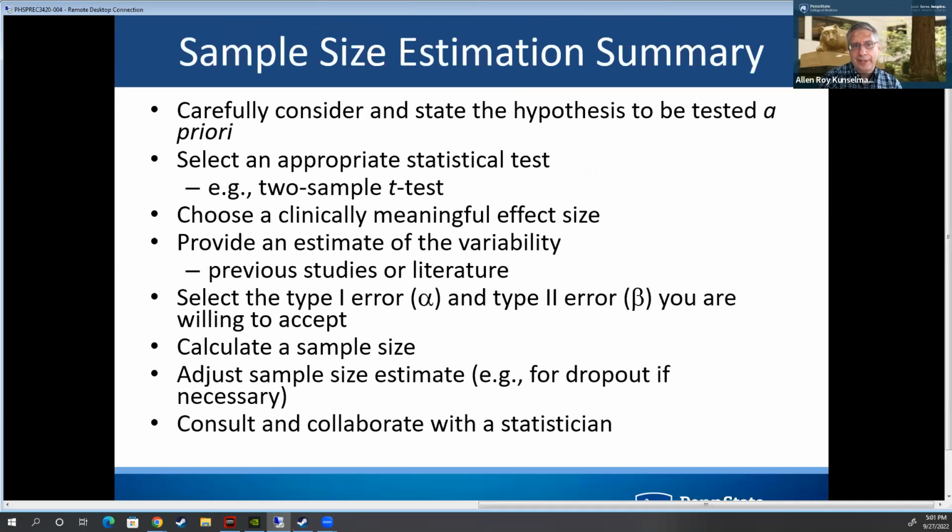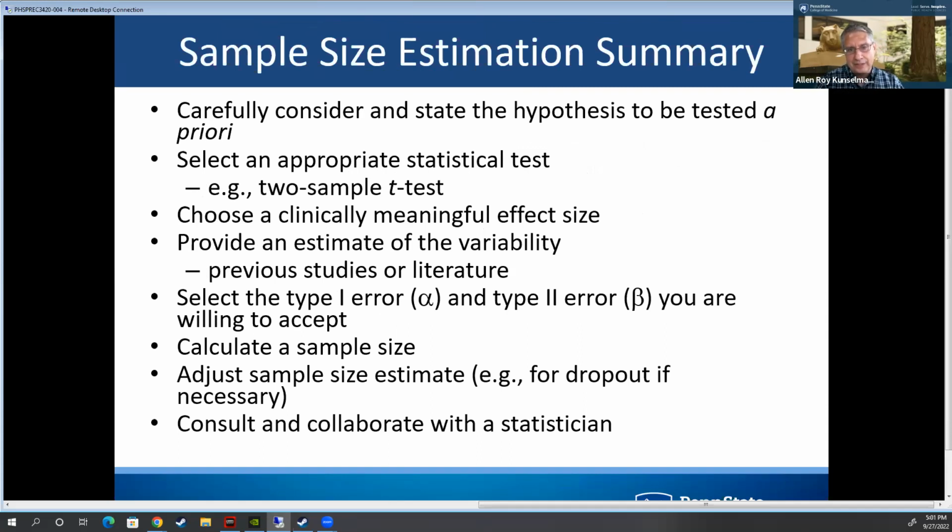So basically, in summary, you want to carefully consider and state your hypothesis to be tested a priori. You don't want to do your power calculation after the study is done. This should be way a priori, before collecting any data. Select an appropriate stat test. Is it a two-sample t-test, a chi-square test? Choose a clinically meaningful effect size. Provide an estimate of the variability.